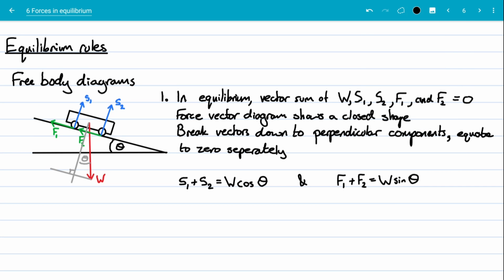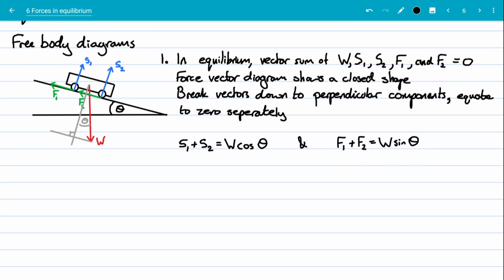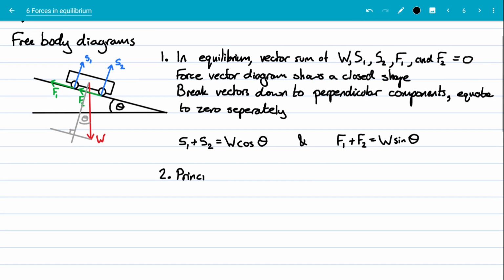The second condition for equilibrium, the second rule for equilibrium, is the idea that the resultant moment is 0. In other words, we can say the principle of moments applies.